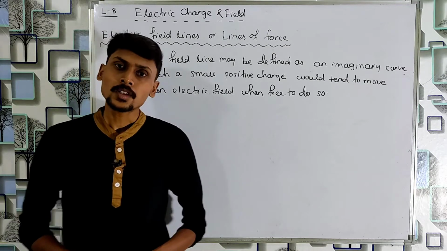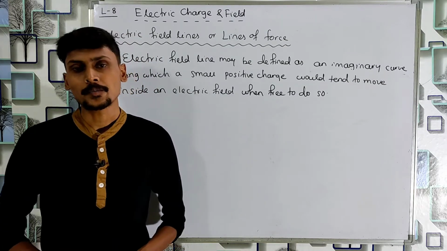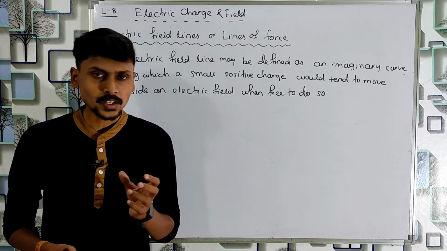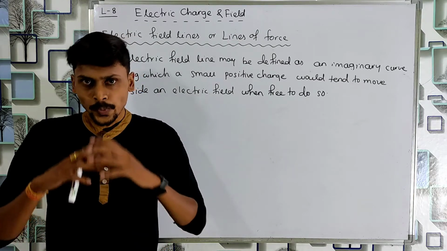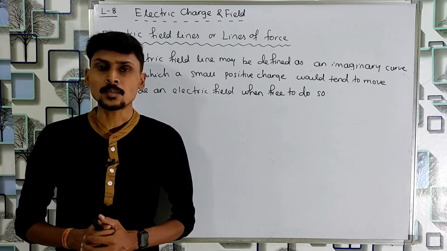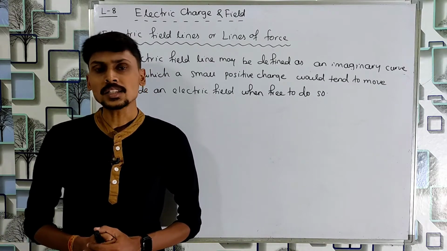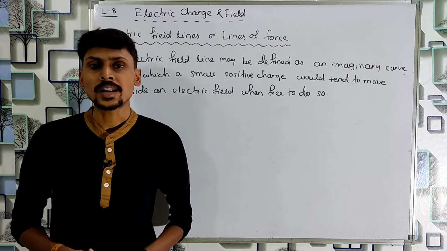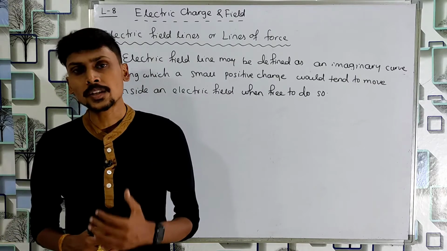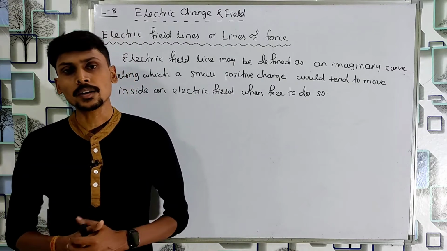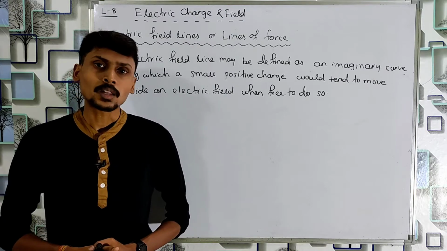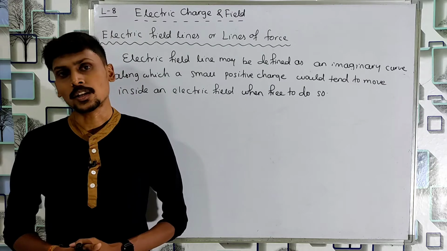So students, in the previous classes we had discussed electric field. We know that whenever a charged particle or a charged body is placed at a point, the space around the charge gets modified, meaning an electric field is set up around a charged body. This electric field is a vector quantity. It has magnitude and direction, and the strength of the electric field is represented by a vector quantity known as electric field intensity.